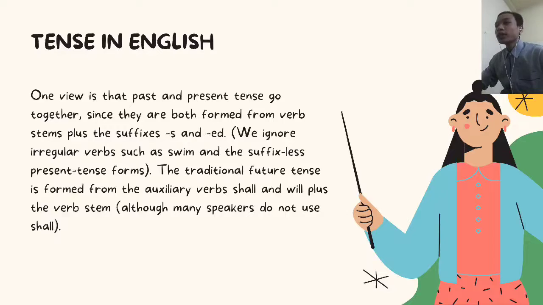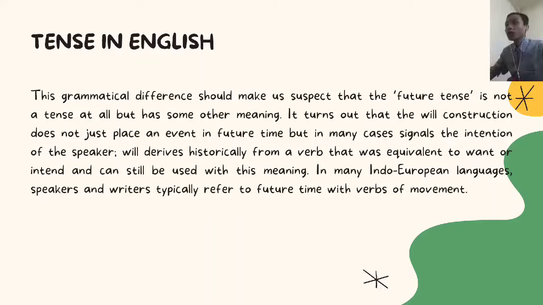One view is that past and present tense go together, since they are both formed from the verb stem plus the suffix -s and -ed. We ignore irregular verbs such as swim and the suffix-plus-present tense form. The traditional future tense is formed from the auxiliary verb shall and will plus the verb stem, although many speakers do not use shall. Okay, next slide.